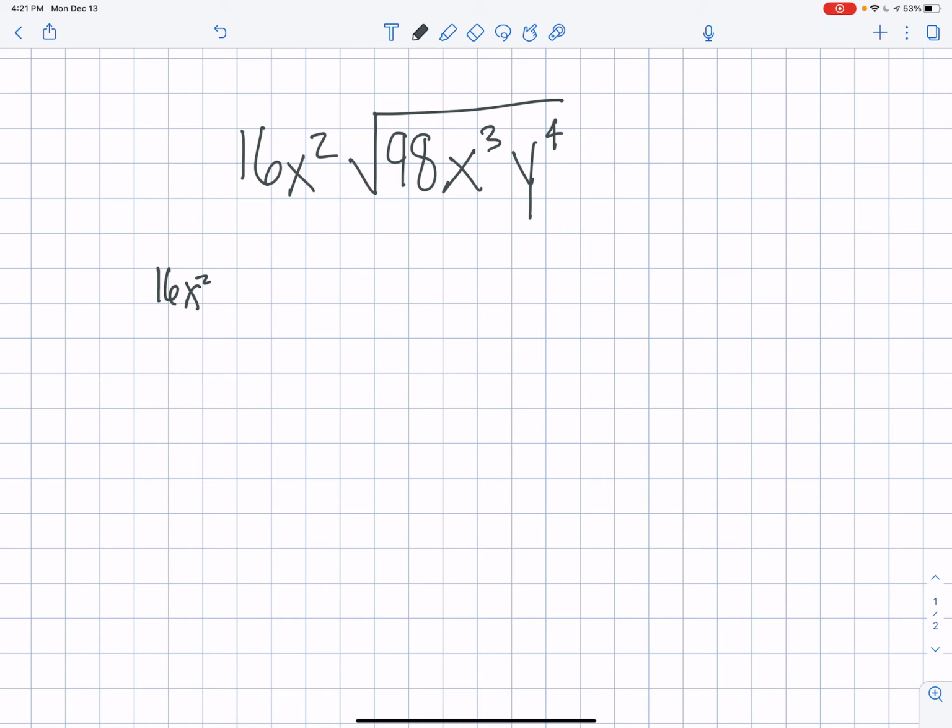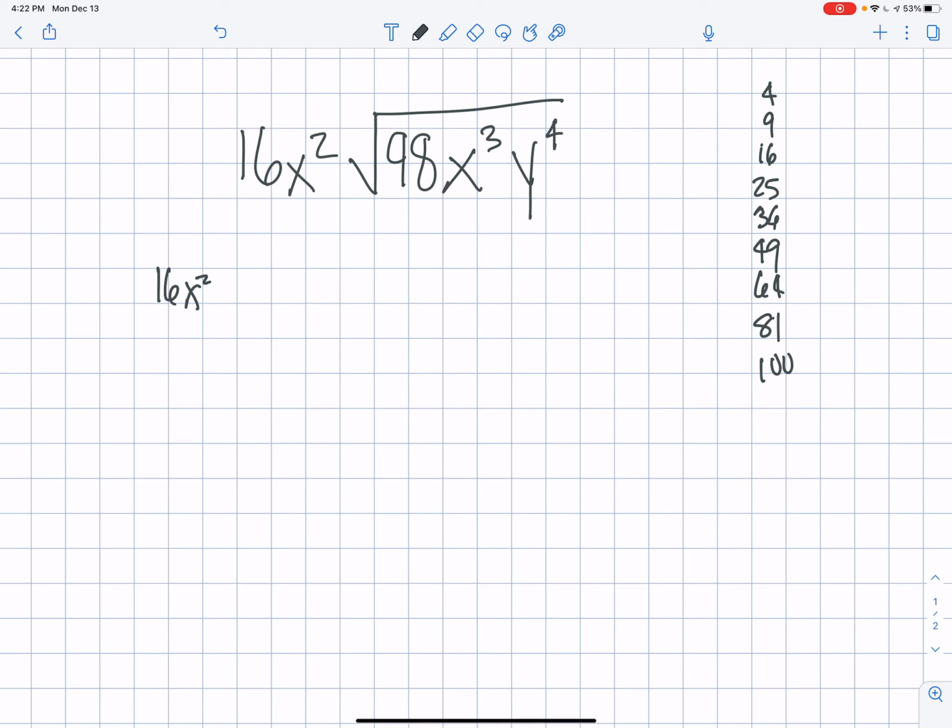So 98. Well, it's an even number, so I can just divide it by 2. Or I can be thinking, is there a perfect square in there? So the perfect squares are 4, 9, 16, 25, 36, 49, 64, 81, and 100.